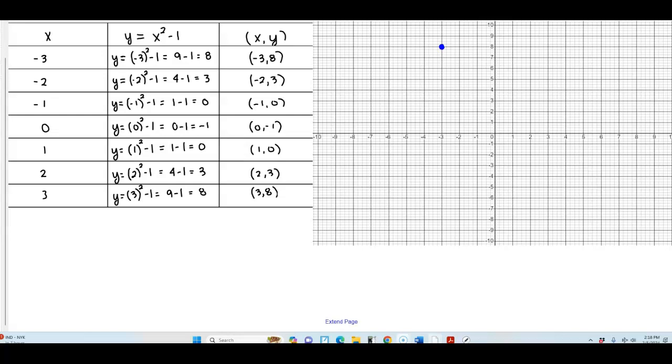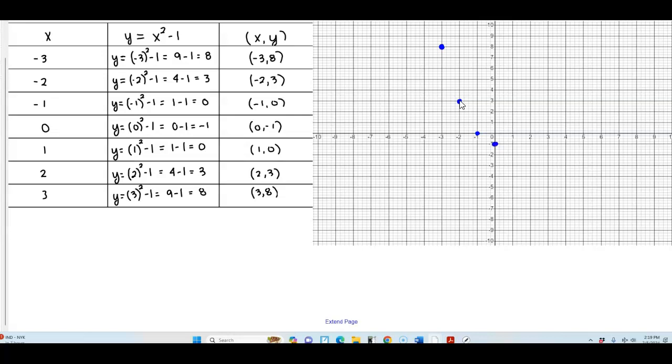The next one is -2, +3. So there's -2, +3. Move to the left 2, and then up 3. The next one is -1 and then 0. So we're going to move to the left 1, and then we're not going to move up or down because it's 0. The next one is 0, -1. So we start at 0, so we don't move left or right, but we're going to go down 1 unit. So that's -1 there.